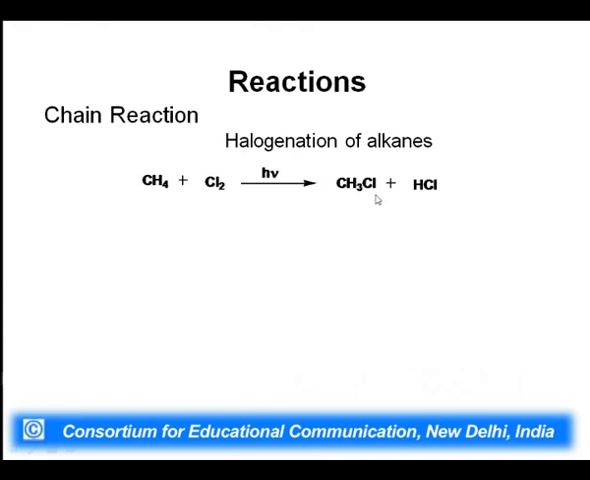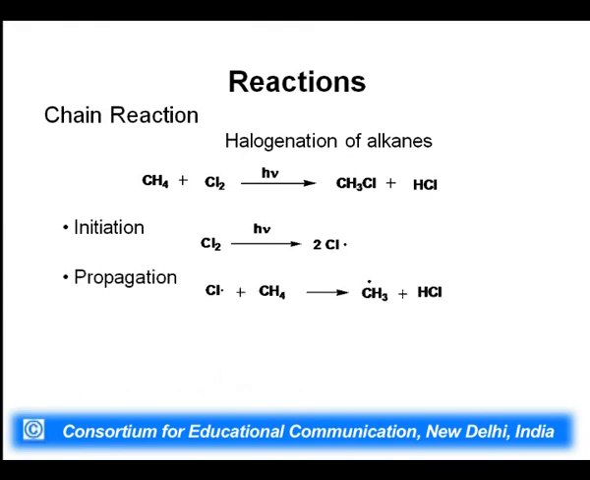The problem in this, or the negative part of this reaction, is that the reaction does not stop here. If we are not having a good amount or good ratio of these two, then the reaction goes on to form dichloromethane, trichloro, that is chloroform, and carbon tetrachloride. But we are focusing on the preparation of methyl chloride from this. Again, in initiation, chlorine gives 2 chlorine radicals, and we have the propagation with chlorine radical reacting with methane to give you methyl radical, again reacting with chlorine to give you methyl chloride as the product, and Cl radical.